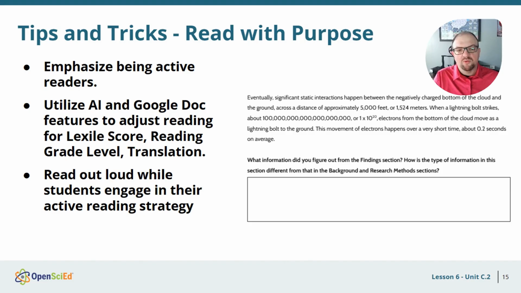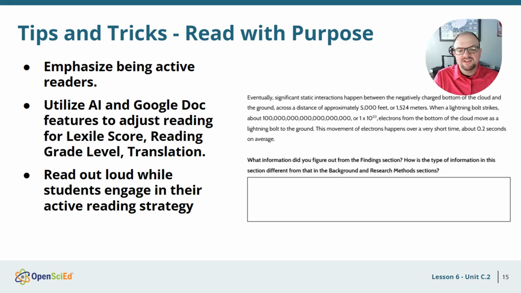If you have a class with a wide range of reading and or language abilities, don't be afraid to leverage tech. You can copy the text into AI or use built-in Google Doc tools to adjust the Lexile level or provide translations for students who need that support. You can also consider reading the article out loud to the class while they engage with their active reading strategy. Hearing the words read correctly helps them navigate the jargon without getting stuck or giving up because they can't pronounce or make sense of a single technical word.